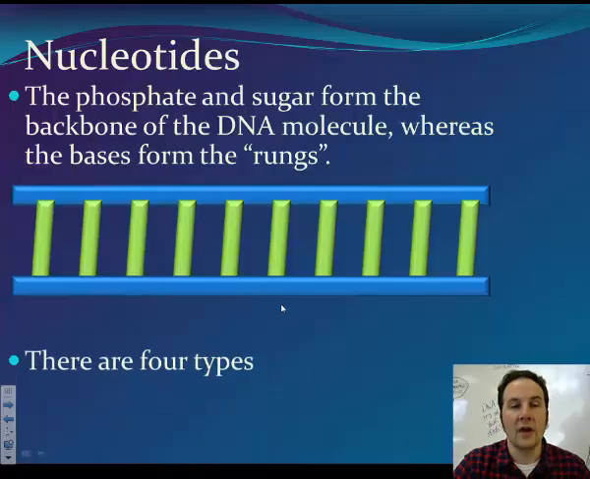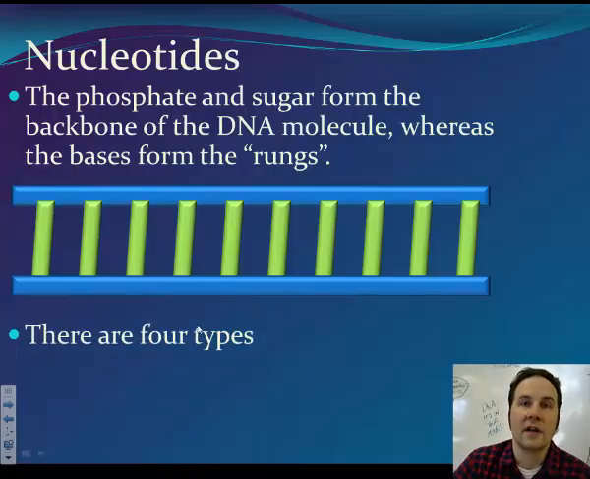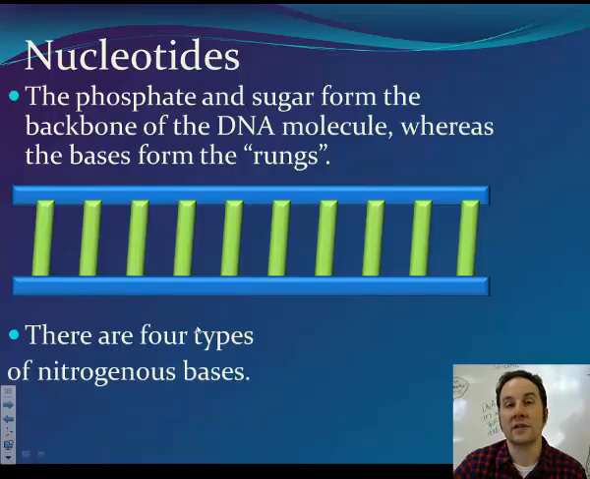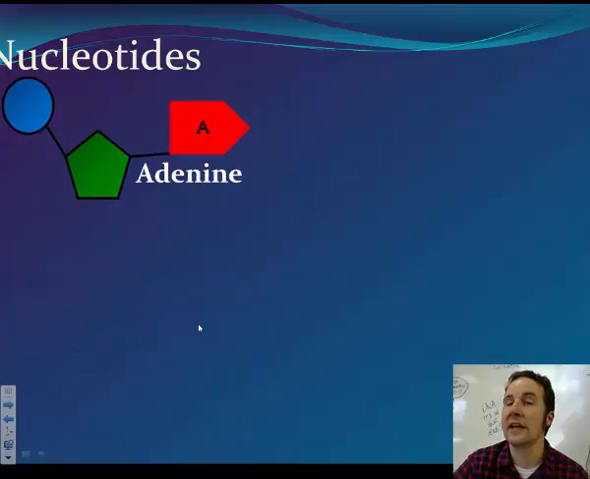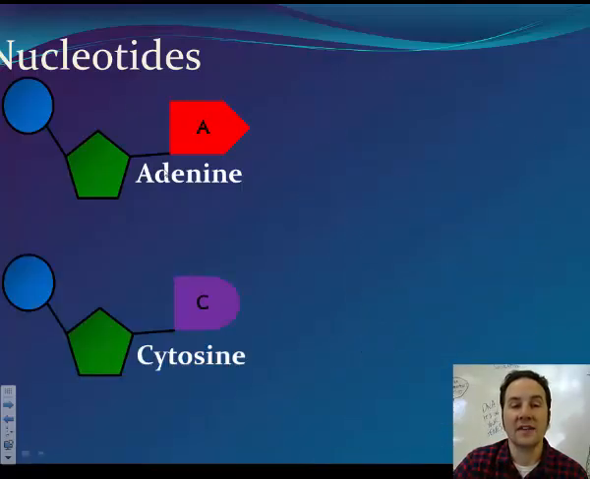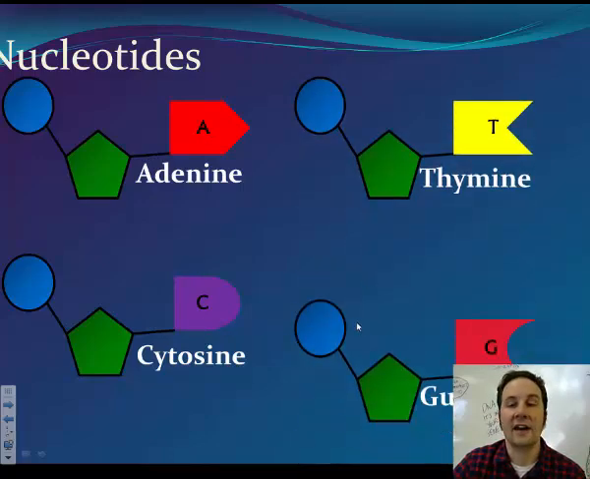Okay? So there are four flavors of nitrogenous bases that we are going to talk about. The first one is adenine. We've seen this one before with adenosine triphosphate. So adenine is like adenosine triphosphate with the phosphates missing. We also have cytosine, sometimes just called C. So adenine we abbreviate with A, cytosine we abbreviate with C. Next one is thymine. And finally, we have guanine.